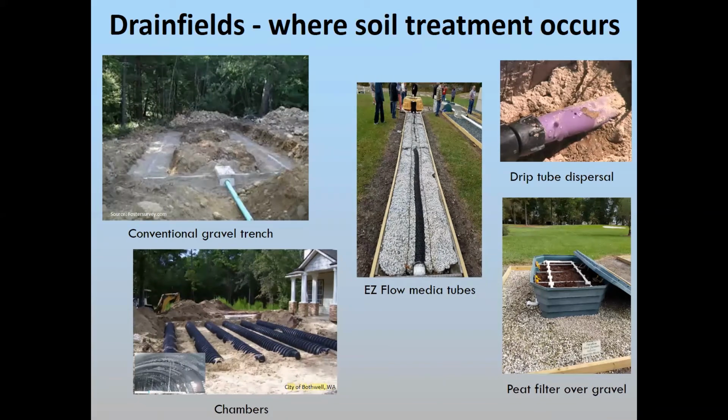It could be pumped up into a drip dispersal system, for example, that's in the upper, say, 12 inches of the soil, whereas most of these other systems, conventional gravel trenches, chambers, typically are several feet below the ground surface. Just depends, again, on the soil quality on your particular site.